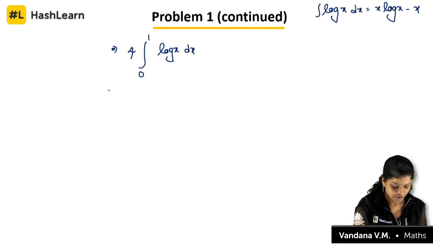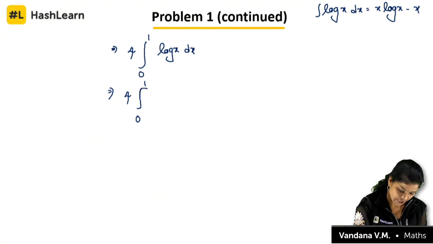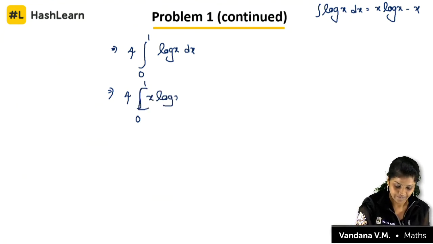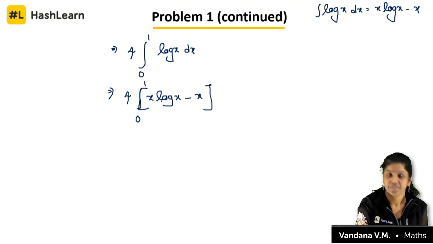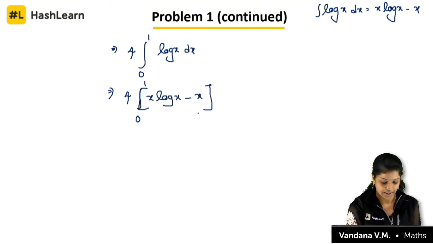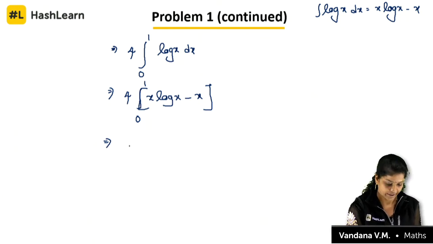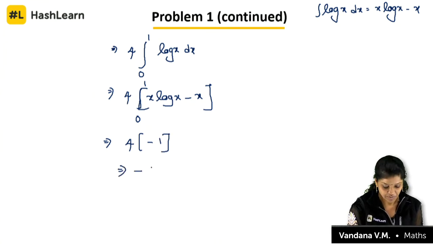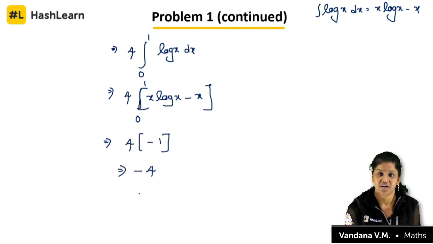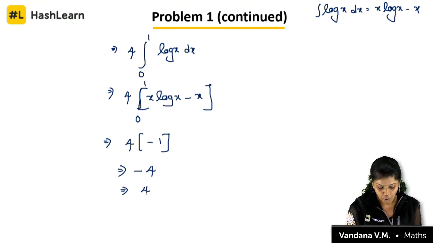So that is 4 integral 0 to 1, we are doing the integration only, right? X log x minus x. Clear? Now you substitute the limits. If you substitute the limits, upper limit minus lower limit, 4 into, I'll get minus 1. 4 into minus 1 is minus 4, but it is area. So, area always must be positive. So, this is 4 square units.